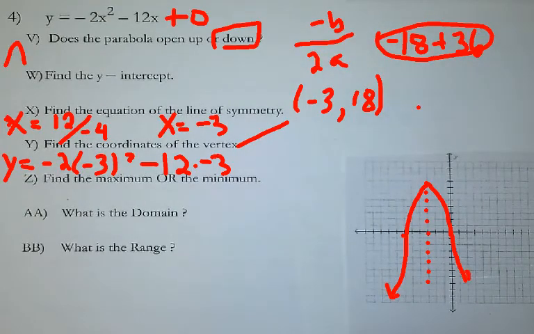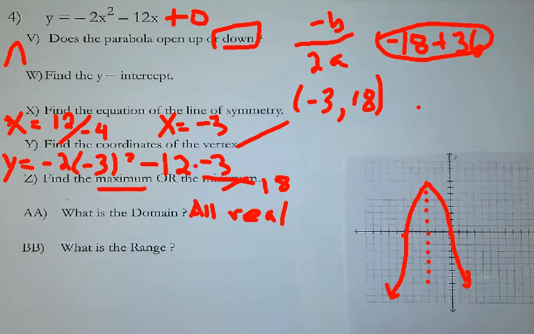Now, the domain, does it have a max or min? It's got a max, and that max does not have a min. We're going to cross that out. It has a maximum because it's the highest point. And remember, the maximum is the highest y value. So the maximum value is 18 because that's the highest y value. What's the domain? The domain is all real numbers, right? You can write it in words. You can say all real numbers. Or you can write it like we did on the other one, negative infinity to positive infinity.